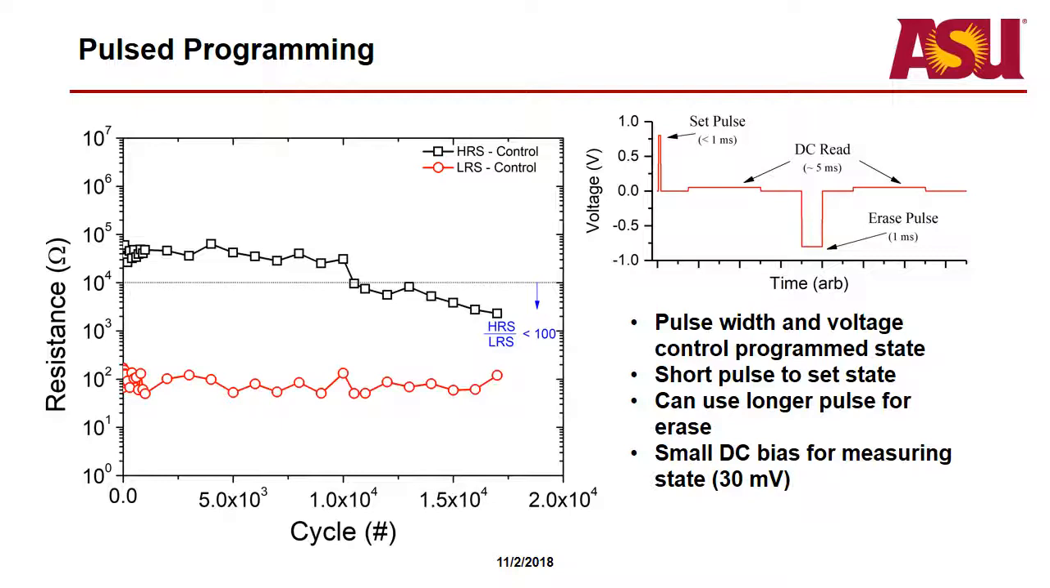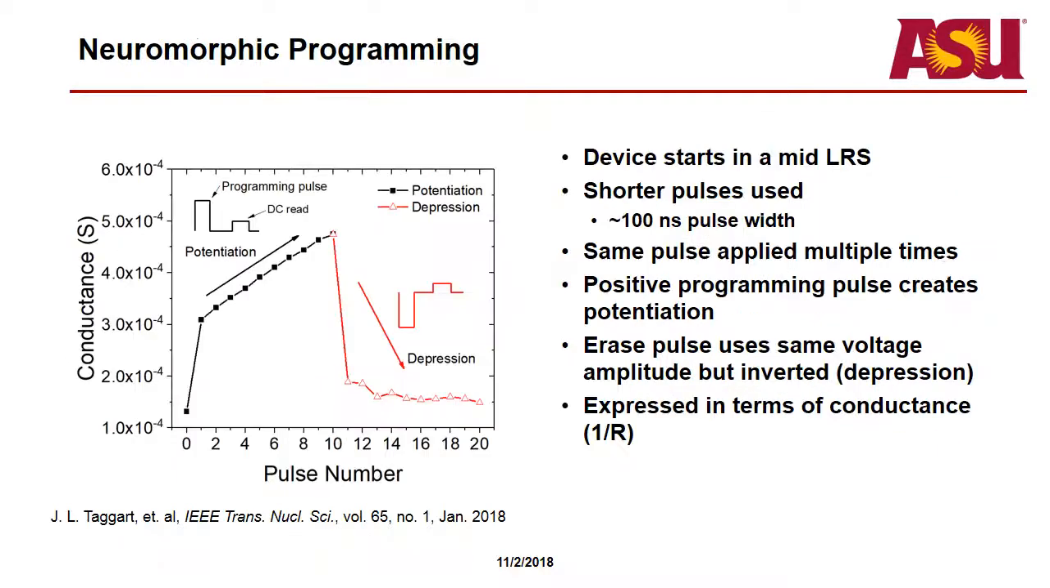And so on this figure on the left, each cycle number corresponds to a set pulse and an erase pulse. And you'll see that you can do this program erase multiple times, and then all of a sudden, at some point, you get some decrease in the high resistance state. And so that gives you clues or a metric in order to quantify how many times you can program these devices before they begin to fail.